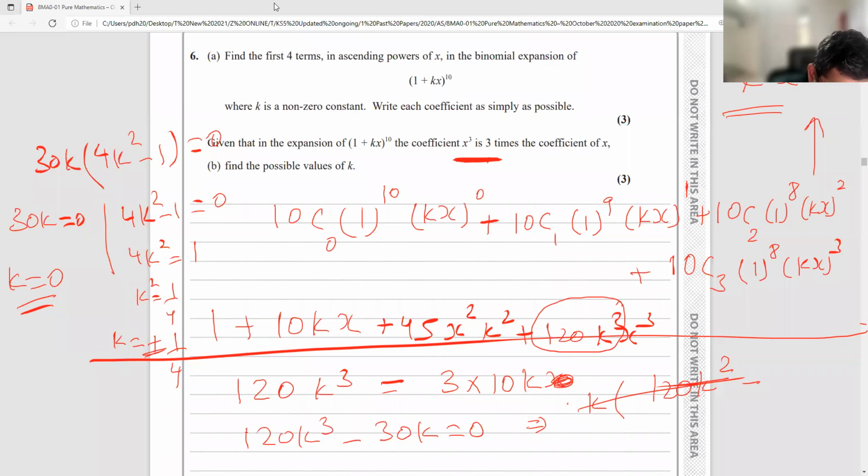But they should have given us that k is a non-zero constant. It can't be 0. So it can be either plus 4, plus half. No, when we do it, it's plus half or minus half. So your answer is k equals plus minus half. Sometimes they say k is greater than 0. If they say k greater than 0, that means we can't have k minus half either.